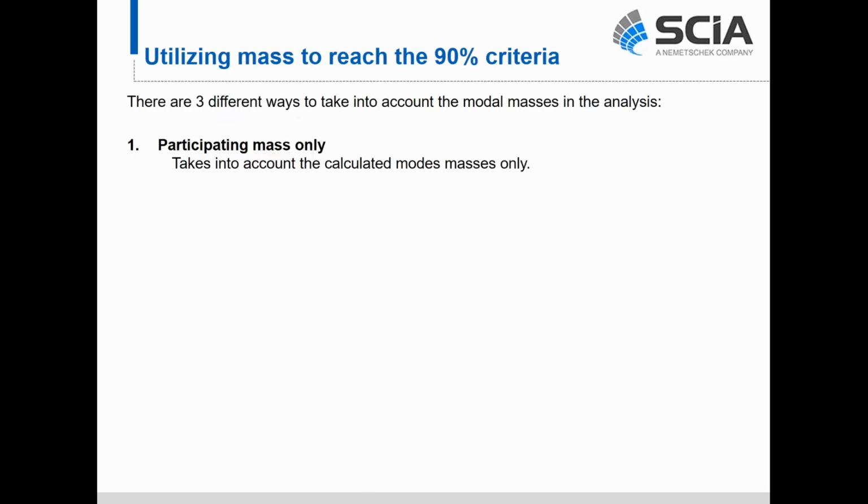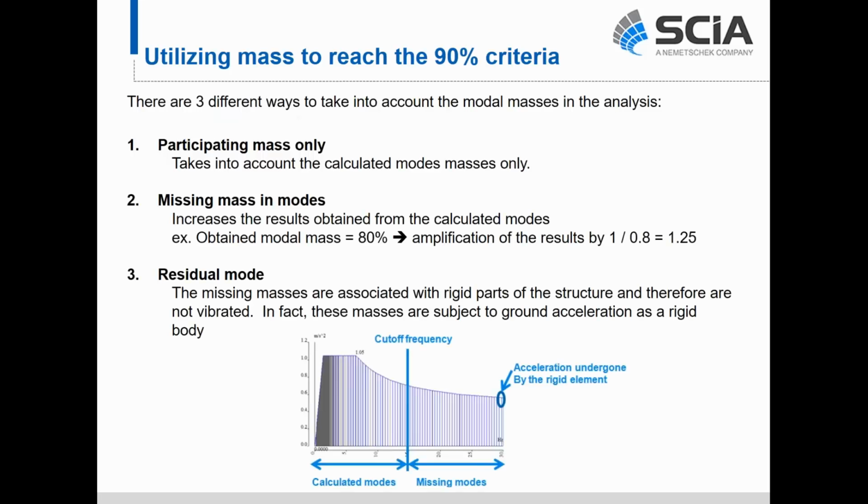And so the first thing is that we offer different methods for taking the modal mass into account. The first is what we call participating mass only. So it takes into account only the calculated mode masses. Essentially, when we saw the options in the solver setup a little bit earlier, I selected the number of eigenmodes, so it was going to be one eigenmode, or 32 eigenmodes, or 16 eigenmodes. So it's only going to take into account the masses that are in those modes.